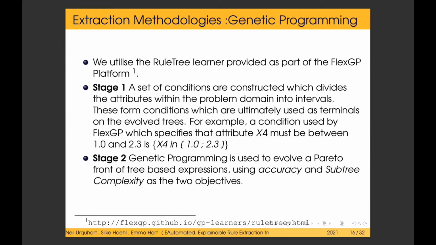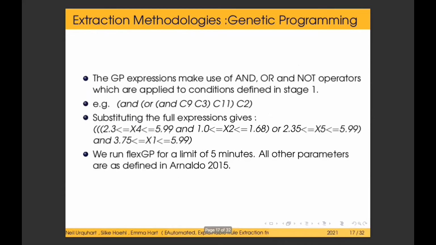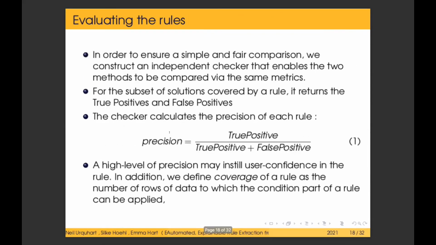We then tried genetic programming. We used the rule tree learner, which is part of the FlexGP platform, which can easily be downloaded and run. Very straightforward, very simple to use. It produces rules of the format that you see here. Essentially, we run both methods and you get back 2 sets of rules based on our archive. And the archive we're looking at is not just one problem, it's all of our Frankfurt problems.